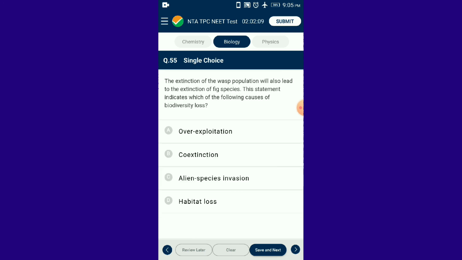Question number 55. The extinction of the wasp population will also lead to the extinction of fig species. This statement indicates which of the following causes of biodiversity loss? Co-extinction is the phenomenon in which if one species is lost, the other dependent species are also facing extinction. So the answer is option B, co-extinction.